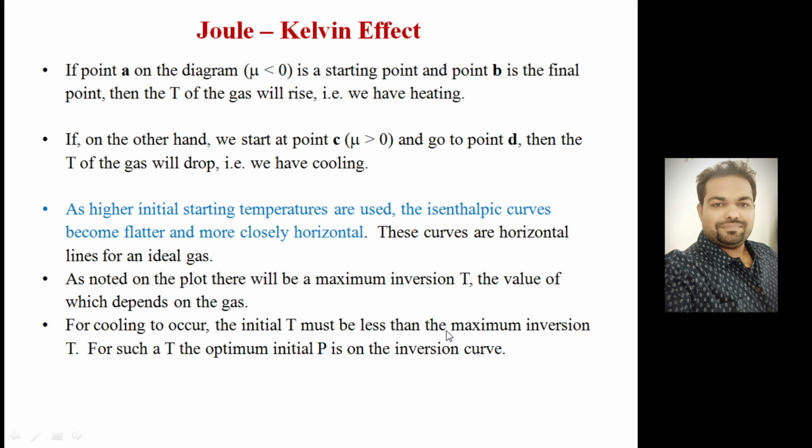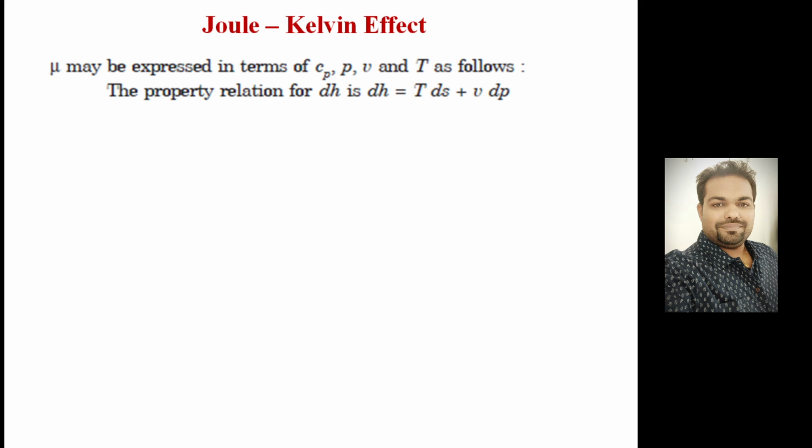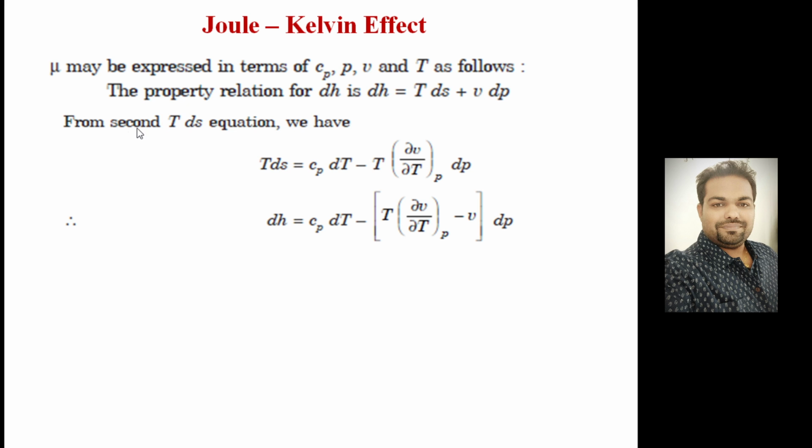Now we'll derive the expression for the Joule Kelvin coefficient in terms of fundamental properties. So mu may be expressed in terms of Cp and PVT as follows. From the property relation, TdS is equal to dH minus VdP, so you can write dH is equal to TdS plus VdP. From the TdS relationship we recently derived for an open system, TdS is equal to Cp dT minus T (dou V by dou T) at constant P into dP. We got this equation from the TdS relation.